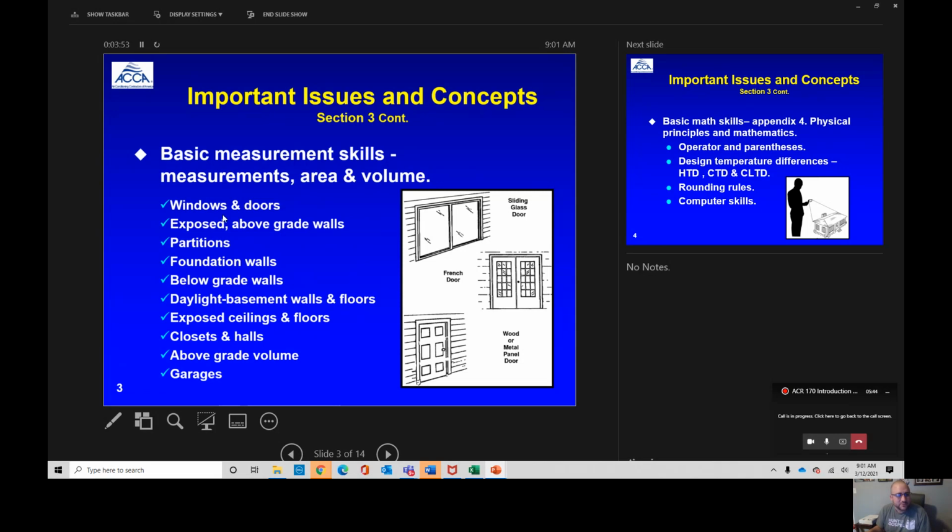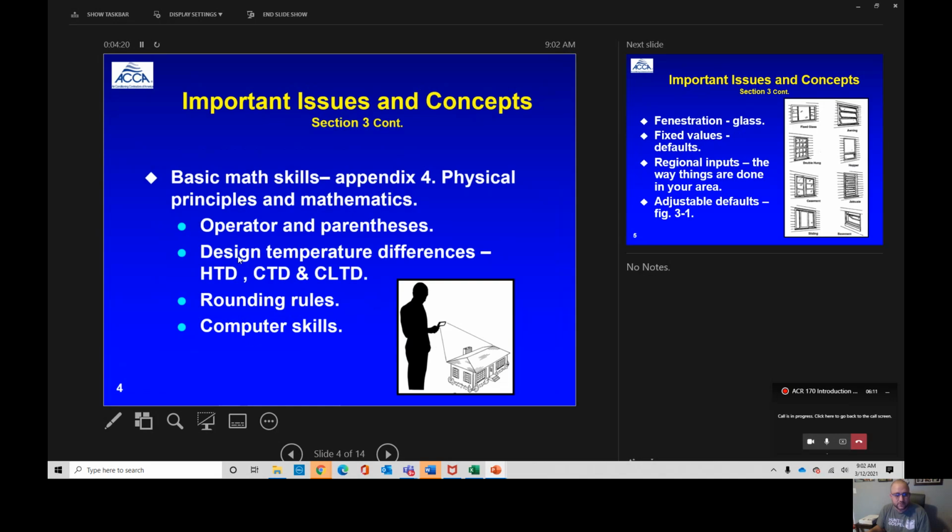So your windows and doors, your exposed walls, partitions. Okay, that's another word that you may not have heard before, but a partition is just a wall that is not exposed, but it separates spaces. Foundation walls, below grade walls, exposed ceilings and floors, closets and halls, above grade volume, and garages. So these are all things that we may have to calculate.